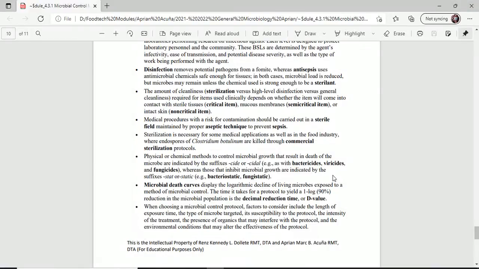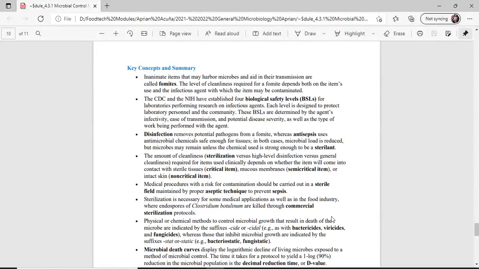Your microbial death curve displays the logarithmic decline of living microbes exposed to a method of microbial control. The time it takes for a protocol to yield a 1 log, or 90%, reduction of your microbial population is the decimal reduction time or your D value. When choosing a microbial control protocol, factors to consider include the length of your exposure time, the type of your microbe being targeted, or kung mga endospore na siya, so need mo higher time, accessibility of your protocol, and the intensity of your treatment, the presence of your organic material that may interfere with your protocol, and the environmental conditions that may alter the effectiveness of your protocol.